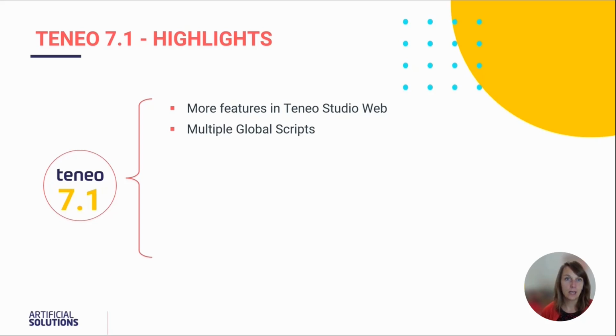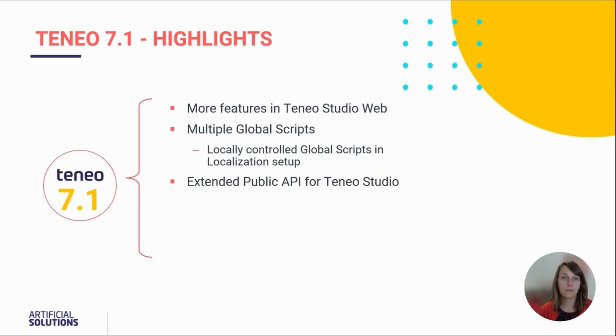Then another one of the highlights in 7.1, which applies to both the web version and the desktop version, is that you can now have multiple global scripts. That means that instead of having one big script for the different script events, you can now split it into different pieces, and we'll have a look at how you can do that. This one in particular also has an impact on how you work with the localization setup. So if any of you have solutions in multiple languages and you use the localization setup, we'll see what it means that you have the option of working with multiple global scripts.